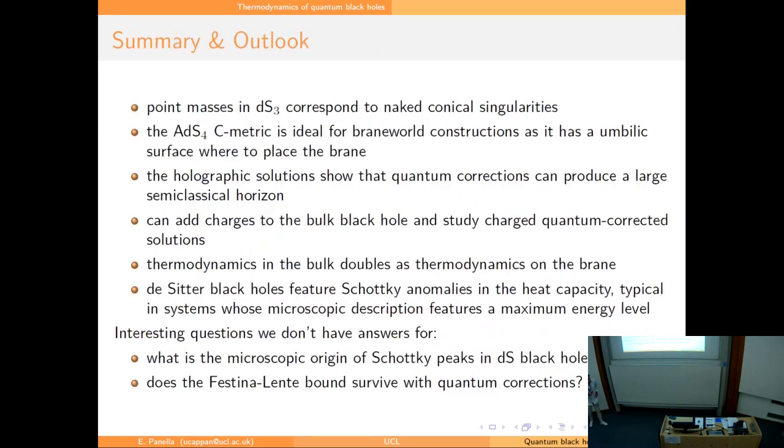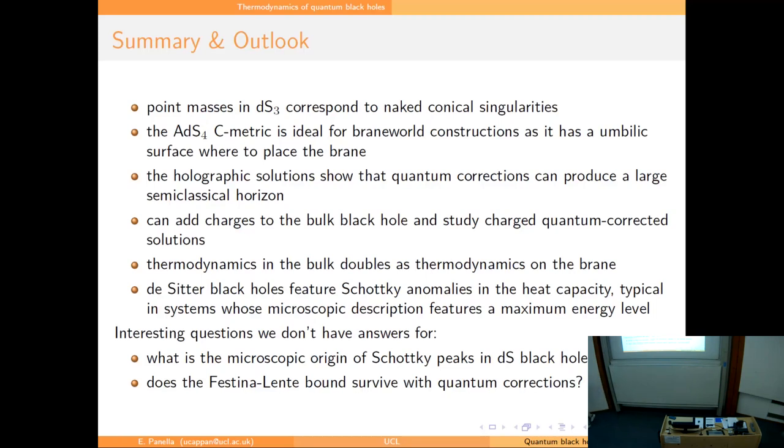I had some backup slides to talk more about the Schottky peak, but I don't have time, so I'm just going to the summary and outlook. These are the main points. Maybe interesting questions that we would like to explore eventually: these Schottky peaks, are they actually trying to tell us something about the spectrum of the microscopic description of de Sitter black holes? Is there actually a maximum energy state?